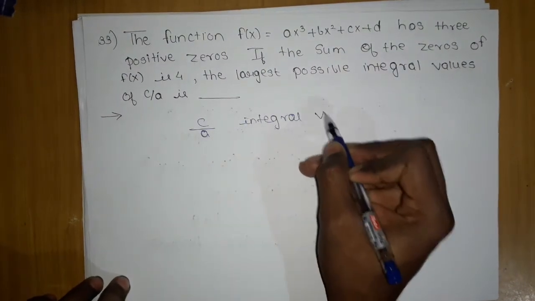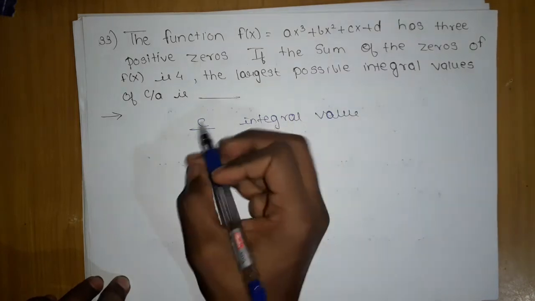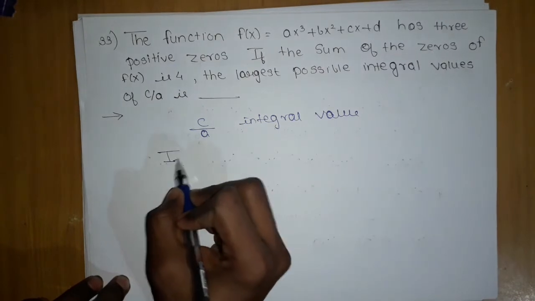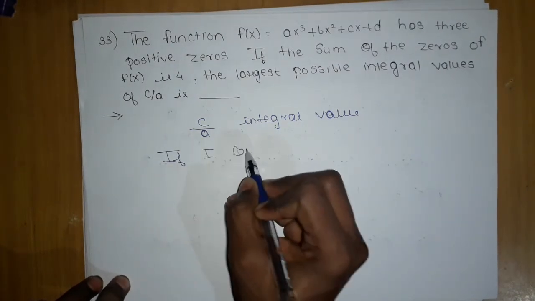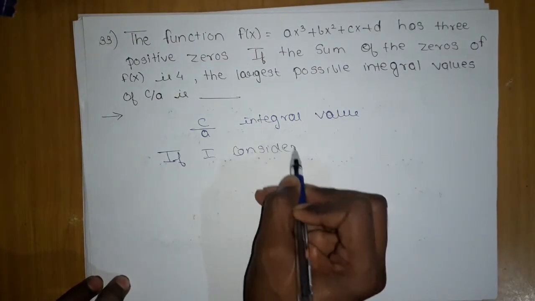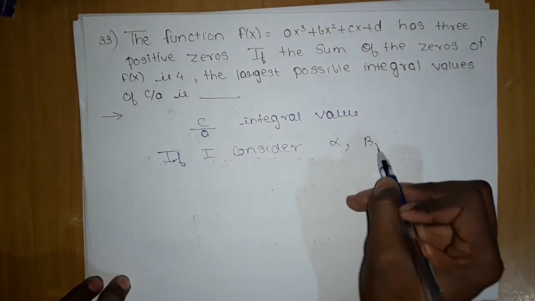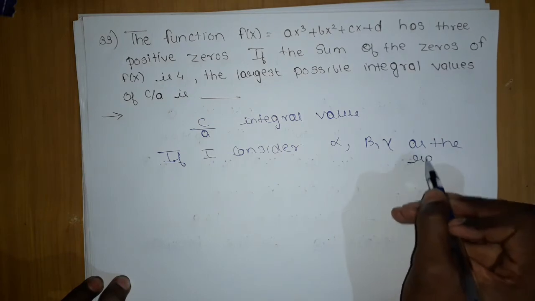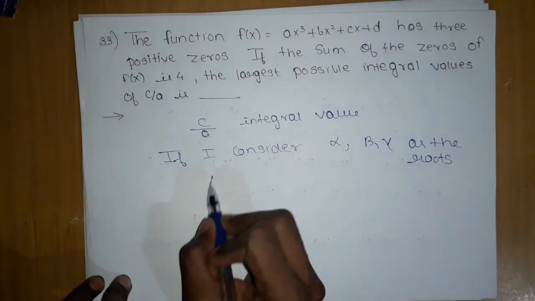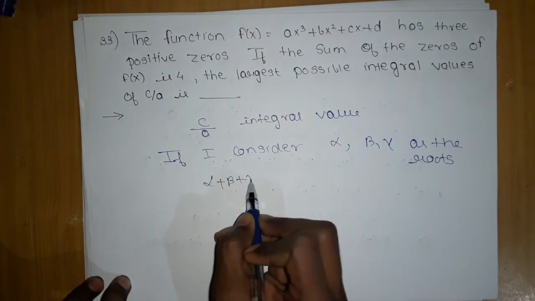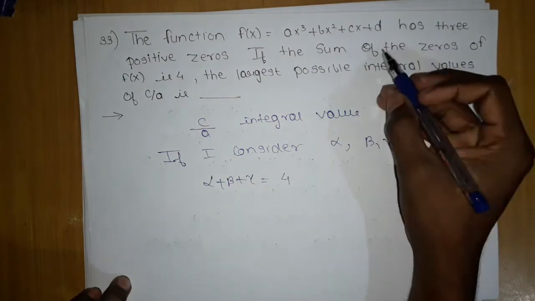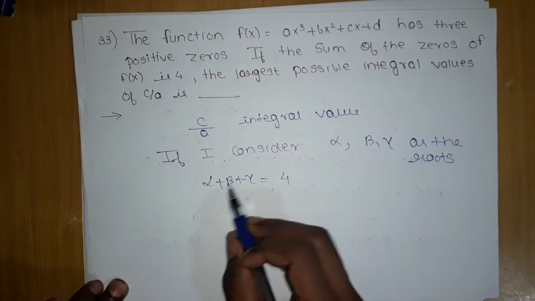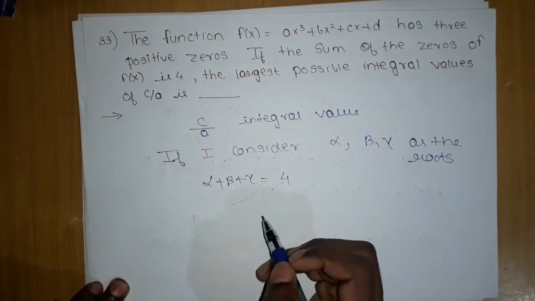Now what thing have we been given? So if I consider alpha, beta, gamma as the roots, so what I have is alpha plus beta plus gamma equals 4, because the sum of the zeros, where the function will have 0 value. So for this we are getting 4.